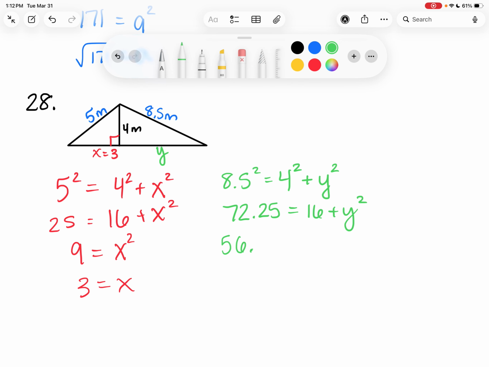Shouldn't be 2.5. Doesn't make sense. We have a calculator. Can we not type this in? 56.25. Oh my, it's 56.25. That's what the calculator gave us. Okay. Square root. Square root is 7.5. Is that rounded? No, it's just 7.5. Okay.